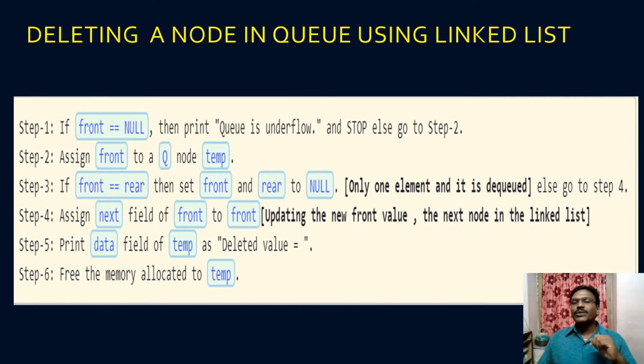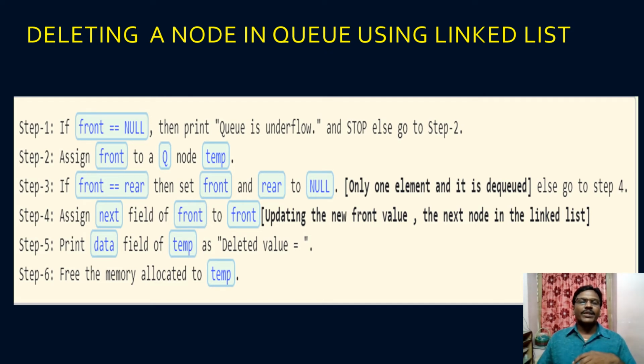How to delete a node in a queue using a linked list. First, the algorithm. If front equal to null, front is representing null, meaning no values in the queue. So print queue is underflow, and simply stop. Otherwise, go to the next step. Now assign front to a queue node temp. It means temp is representing the same value as front. Now, if front equal to rear, it means only one value is in the queue. In that case, if the condition is true, then set front and rear to null. It means after the dequeue, the one value is deleted. Otherwise, go to the next step.